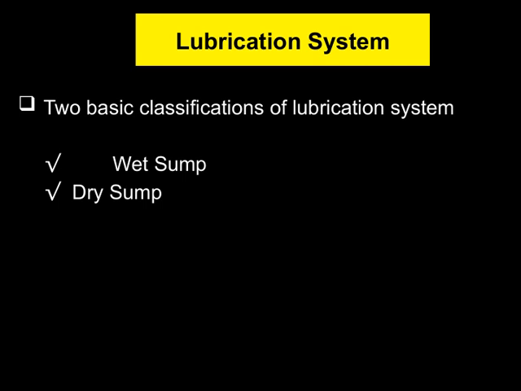The second classification is the dry sump system. Here, instead of storing oil in the engine itself, the oil is stored in a separate tank. The oil pump then draws oil from this tank and circulates it through the engine. This setup offers advantages like better oil control, reduced engine height, and improved cooling, especially useful in high-performance or racing engines. Both of these systems serve the same fundamental purpose: to lubricate, cool, and protect engine components, but they are suited to different types of engines and operational demands.